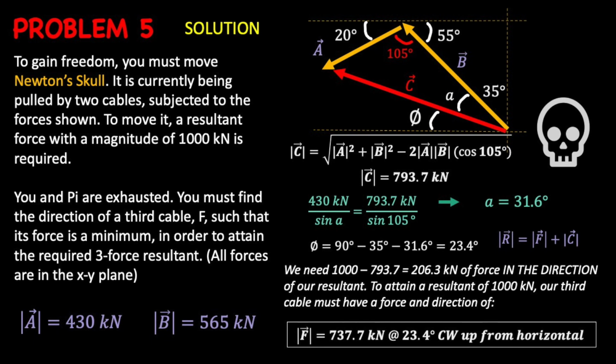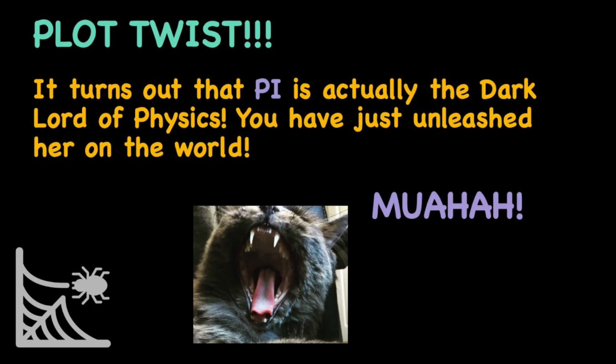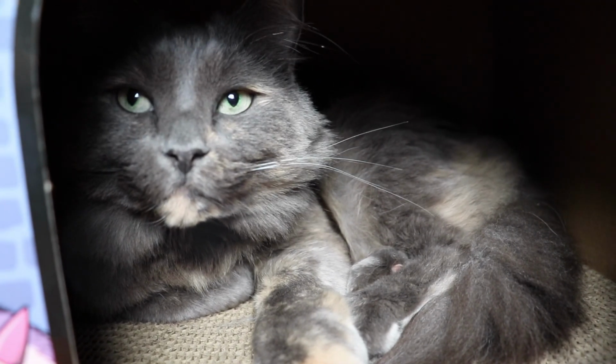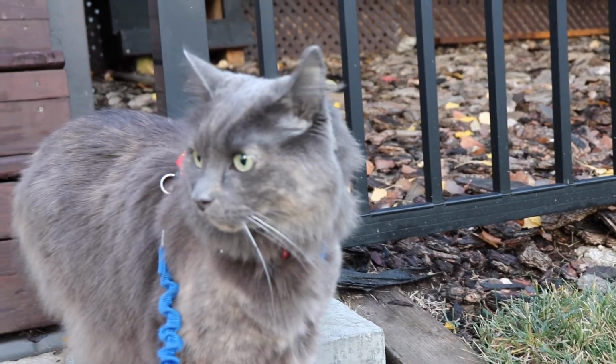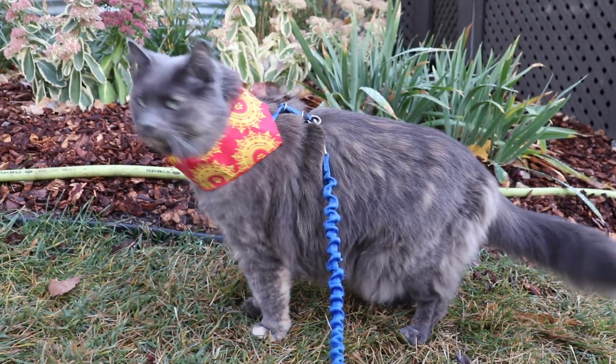Congratulations! You've worked your way through all 5 problems. There's only one hiccup. You turn to Hi Pa Pi for thanks for escaping the Dark Lord of Physics, and she laughs at you because it turns out that she actually is the Dark Lord of Physics, and you have just helped her escape vector addition prison. She's now free to roam the world, torturing people with her twisted sidekicks, Newton and Bernoulli.